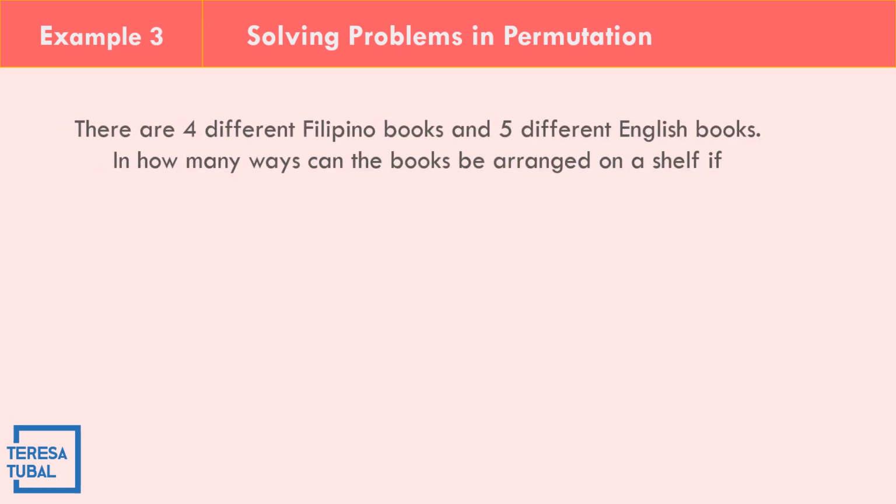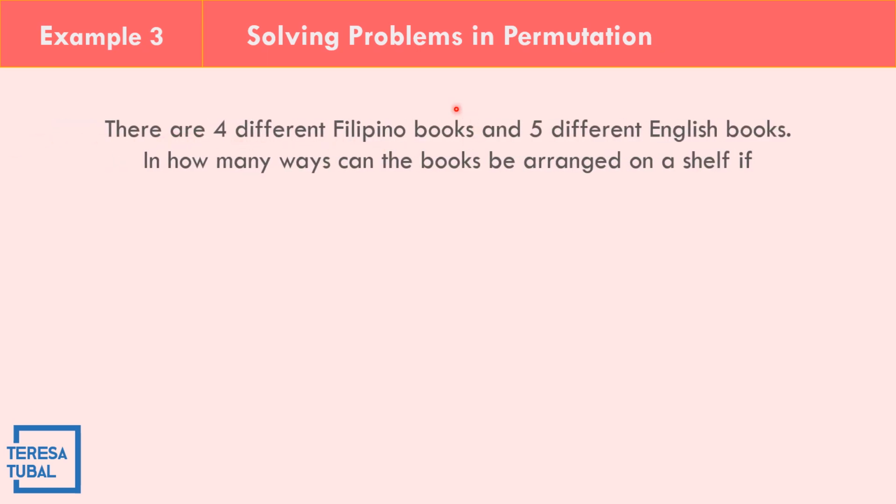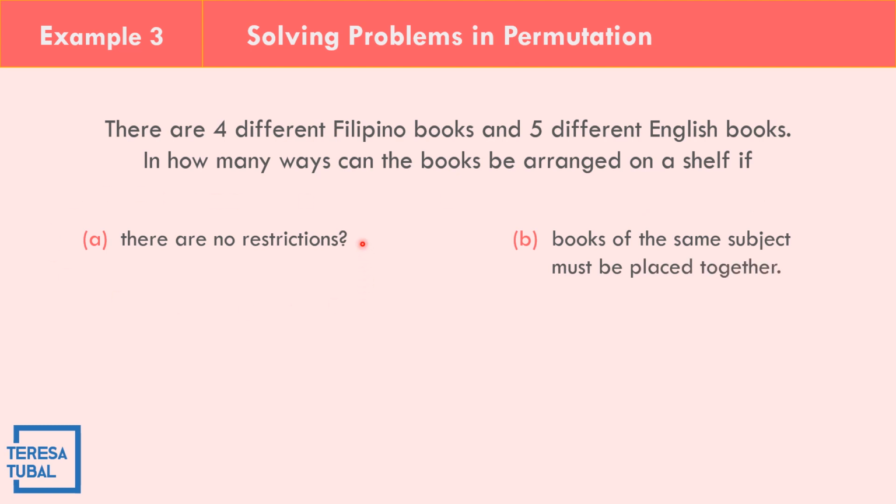In example number 3, there are 4 different Filipino books and 5 different English books. In how many ways can the books be arranged on a shelf if there are no restrictions and books of the same subjects must be placed together? Let us first solve there are no restrictions.